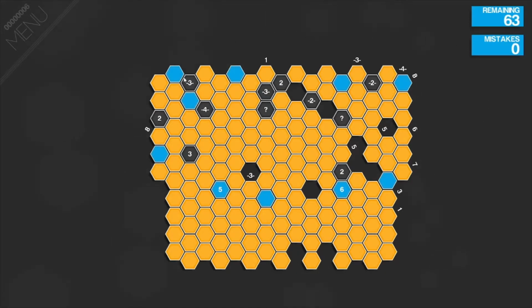First of which was this 3 with the dashes, meaning that there are 3 bombs connected to this 3, but they cannot be consecutive. So since there is already 2 out on here, this one in the middle cannot be a bomb, otherwise it would break that rule.